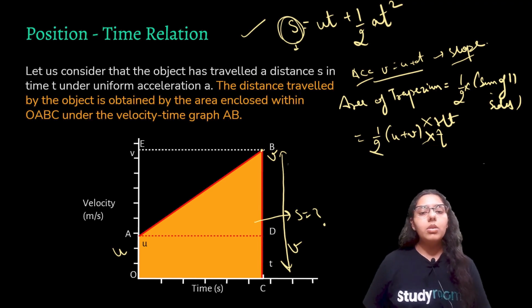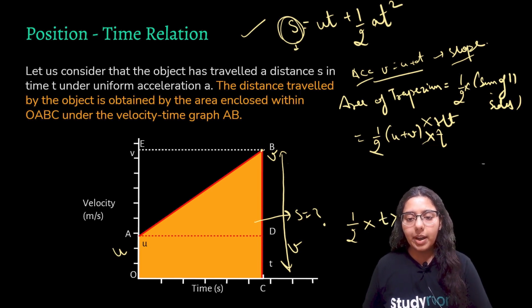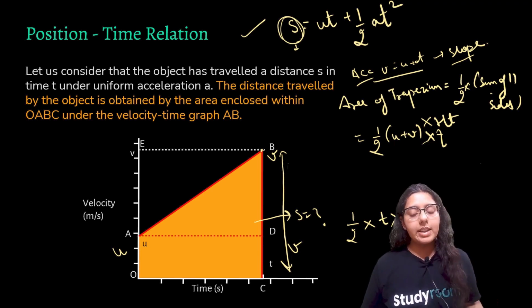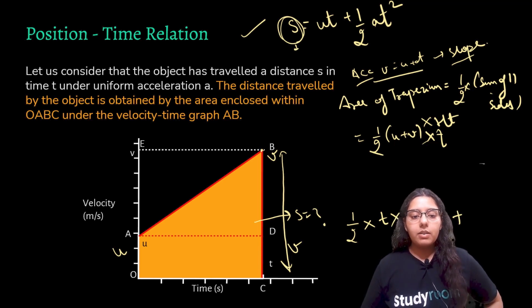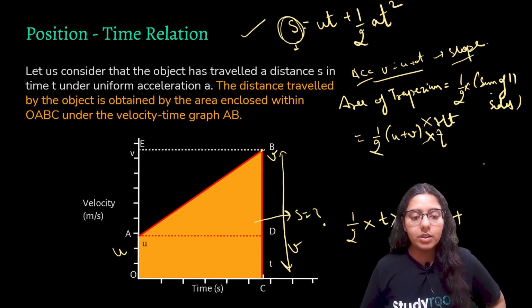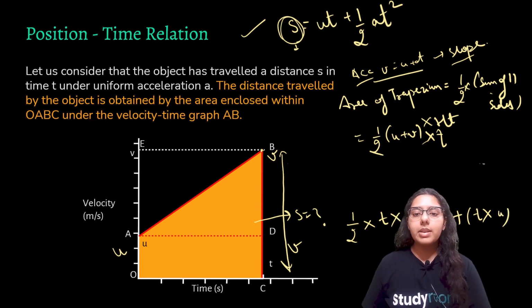Also, what you can do is add the area of triangle plus area of rectangle. What will it be? Half into base into height, right? What is your base? T. And what is your height? BD. It is your V minus U. Because whole BC is V and DC is U, then BD is V minus U. Plus, what you can do? Area of rectangle. What is your area of rectangle? Length into breadth. Okay. So what is your length? It is your T into breadth U. Right. So you can calculate the area of displacement in both the ways.